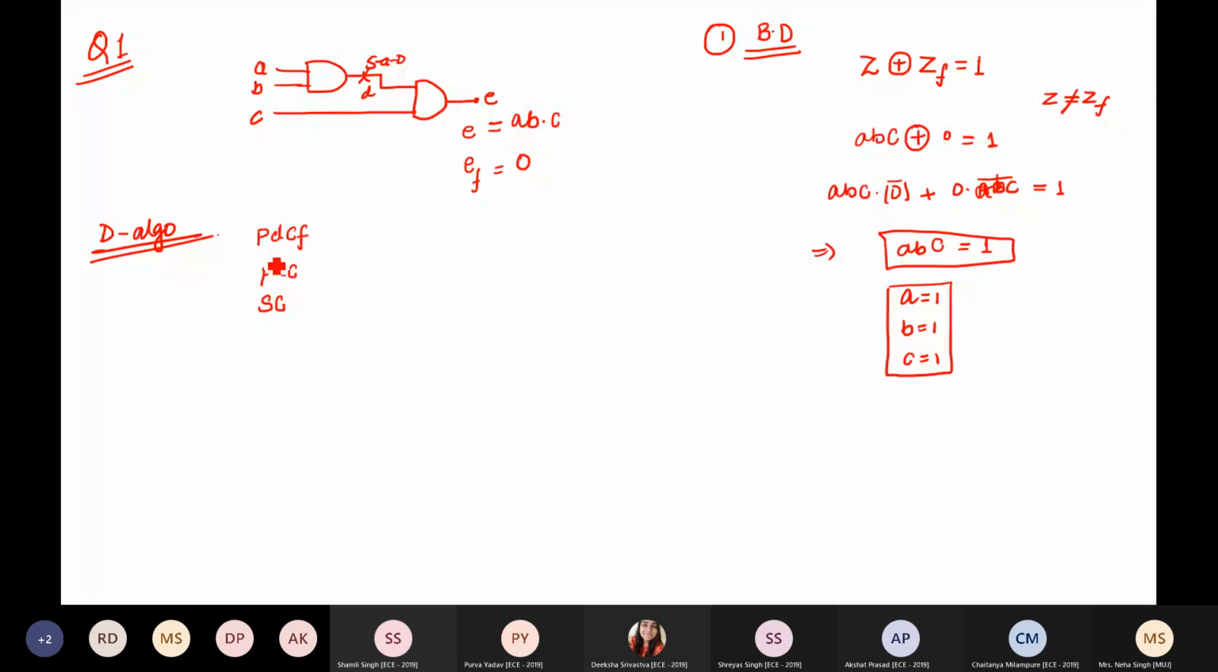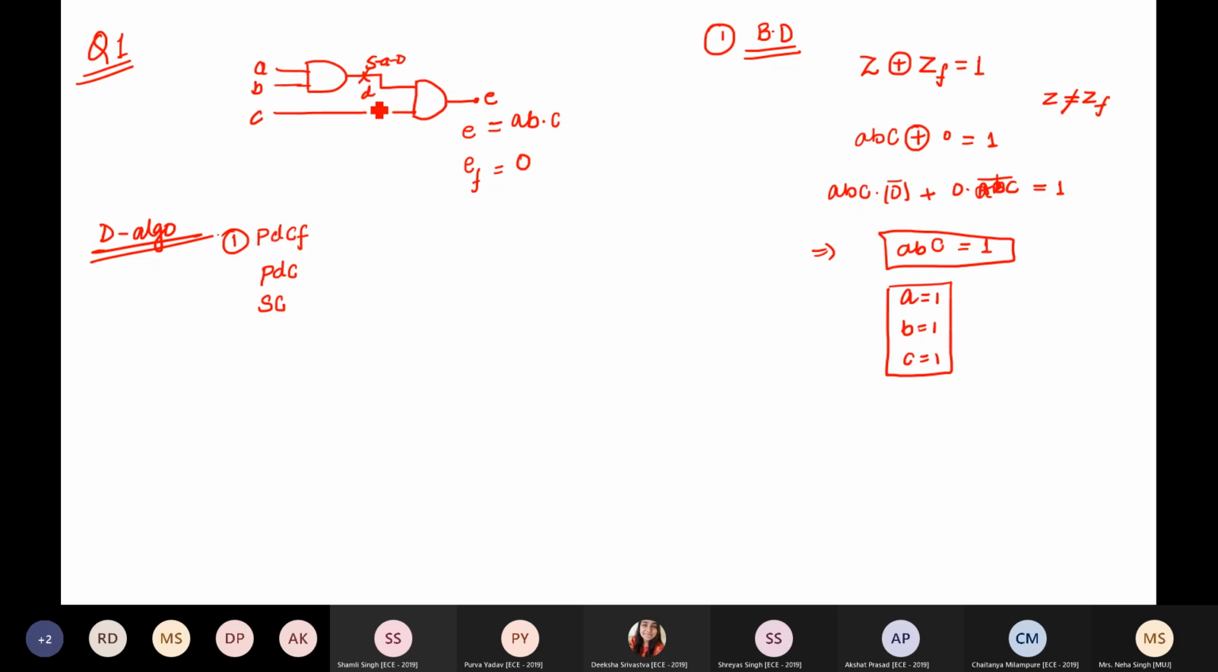You need to remember how to find this PDCF, PDC and singular cube for any logic gate from the truth table. The steps would be, the first thing is you find out what is the primitive D cube of the fault.